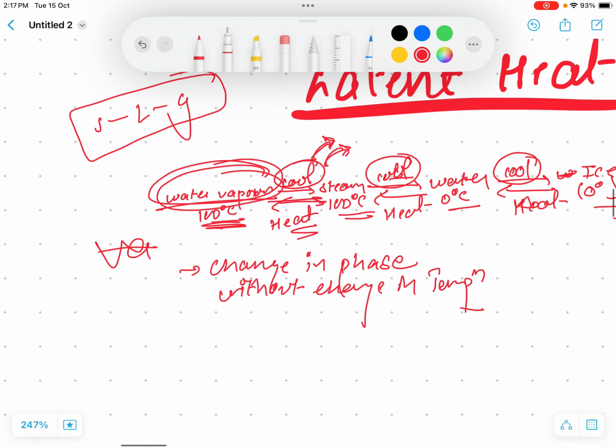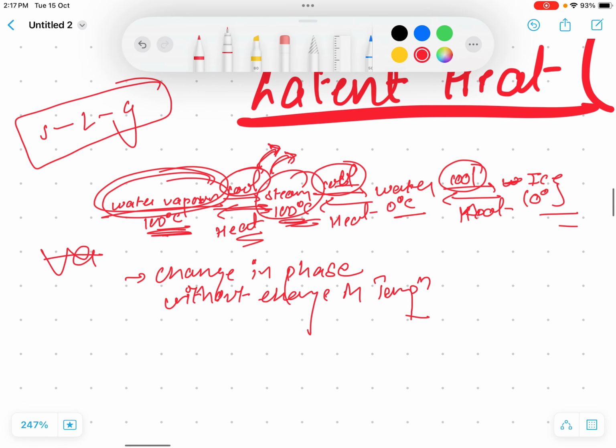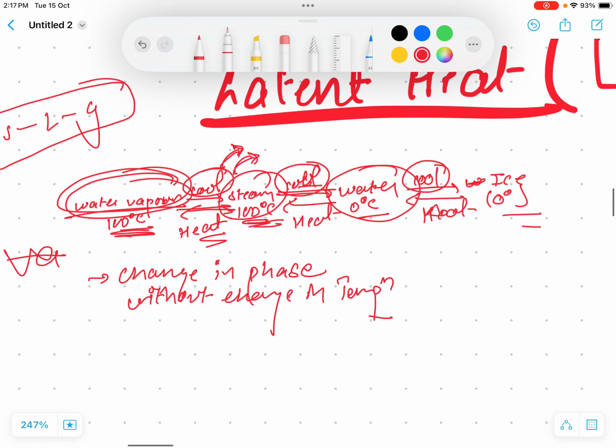First it was vapor, which is at 100 degrees Celsius, but if we cool it down, it becomes steam, which is at 100 degrees Celsius. Again, if we cool down, it becomes water. So there are some cases where the temperature doesn't change, but the phase is changing. You might understand this more clearly through a graph.